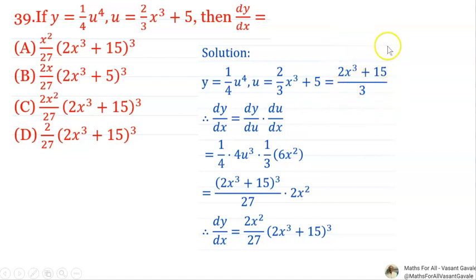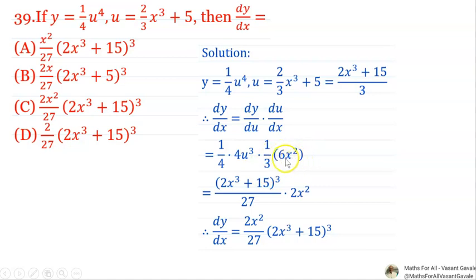Then what do we have to do with it? We have to take the cube. Okay. If you take the cube, then you will get here 2x cube plus 15 upon 27. This is the first one. The 4 here will cancel. That is 6x square upon 3. The 3 will cancel in that. You will get 2x square.